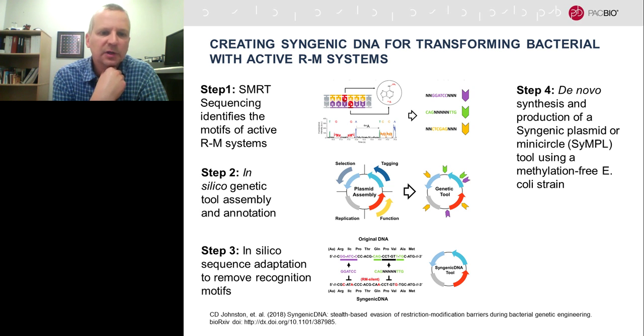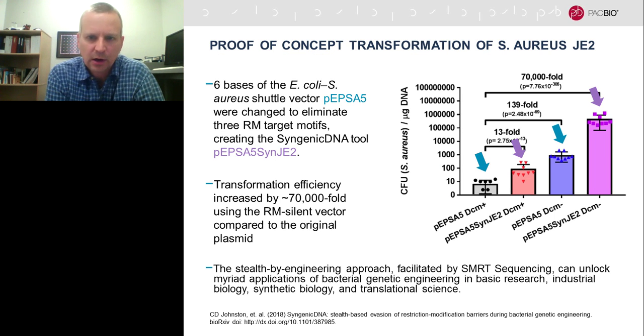In step three, you can then, in the computer, design your plasmids and change the sequences to remove these recognition motifs. And then in step 4, de novo synthesize with gene synthesis these plasmids that now have a much higher transformation efficiency, and that's shown here. In some cases, over 70,000-fold increase in the efficiency from the normal case, and so a much better transformation of this particular Staph aureus plasmid after the optimization of this procedure.